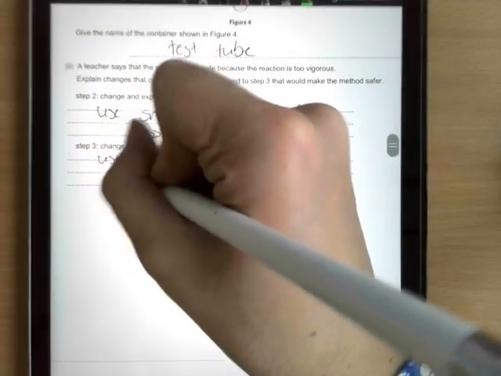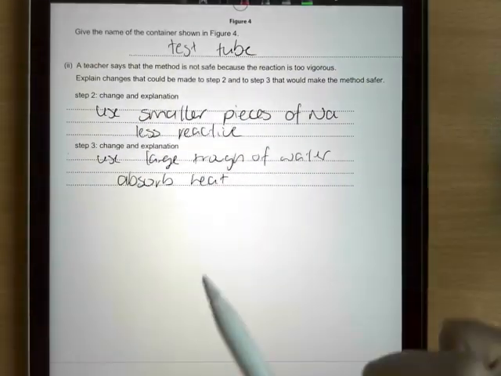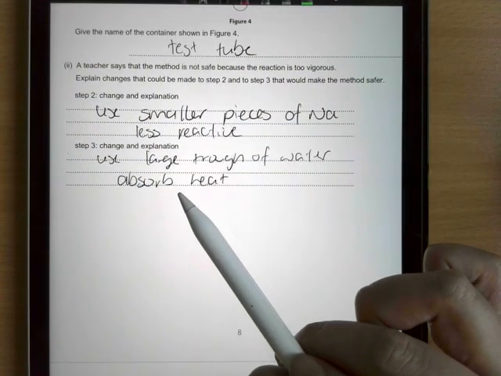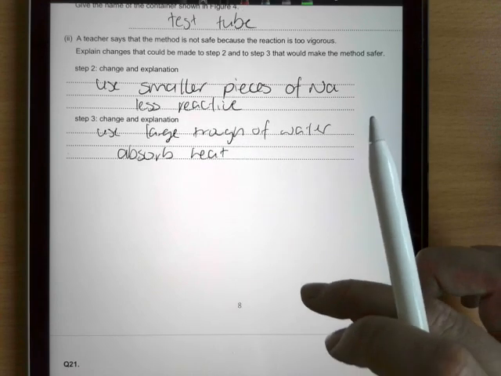You can say that the water can absorb the heat. Okay, so you say more, don't just write that. More water absorbs more heat. And that's what you're going to want to do, because lots of heat is going to be given out in this reaction.